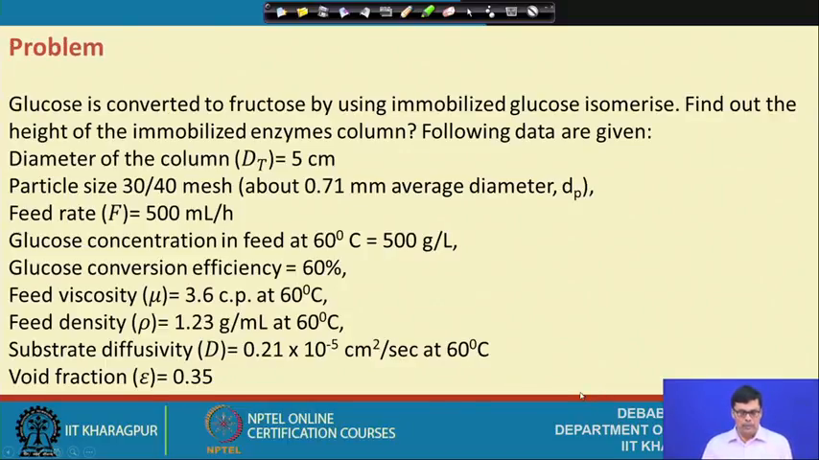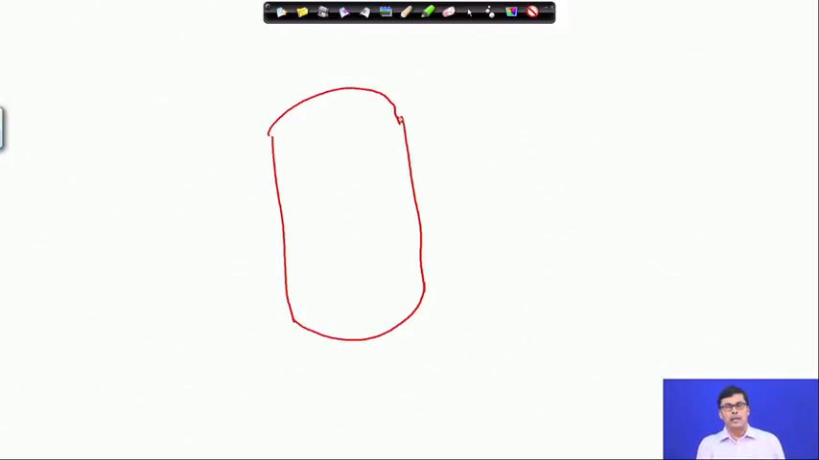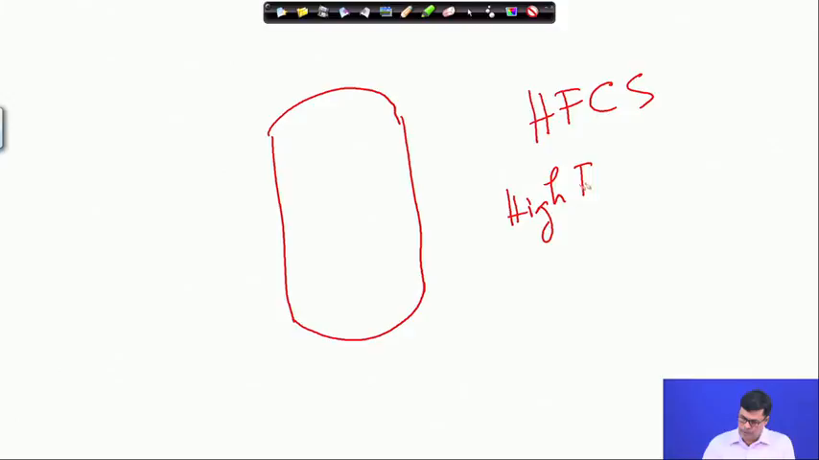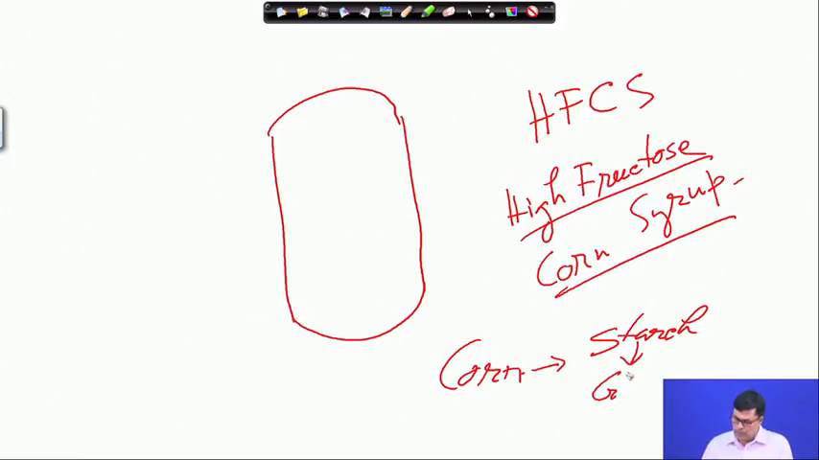Now, this is the one problem that we have. Let me explain this problem. The problem is like this, because I told you that one of the major applications of the immobilized enzyme system in the Western country is high fructose corn syrup production. So what we do here, as we know, corn, what does it contain? It contains starchy material. Am I right? Starch. So when it undergoes the saccharification process, this produces glucose.